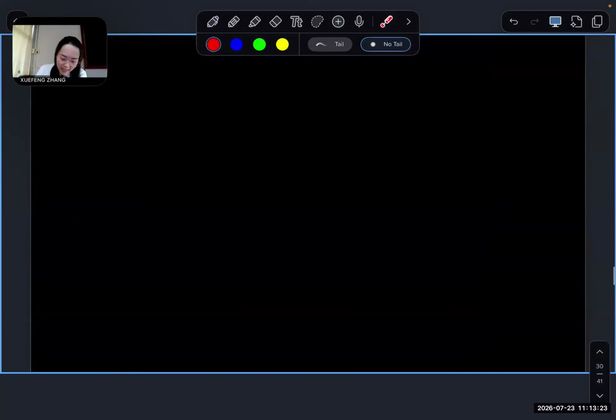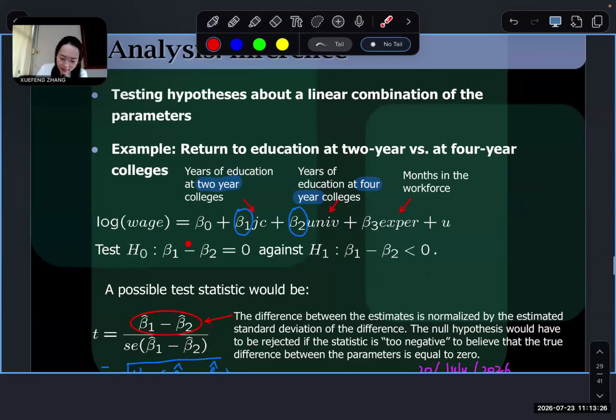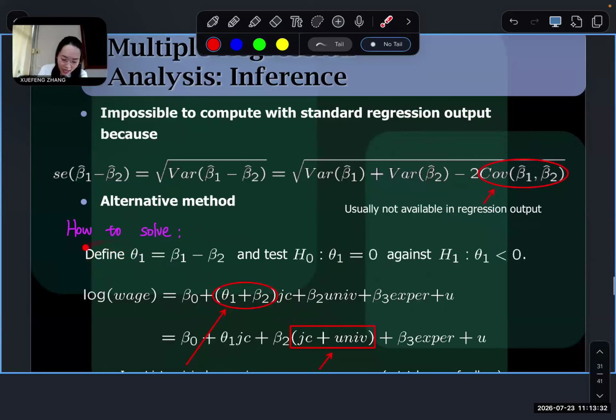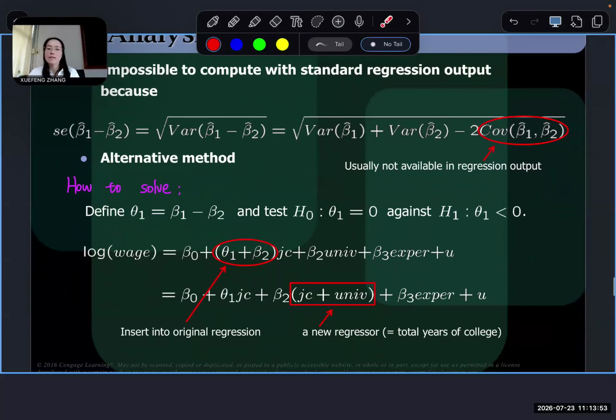Instead, we don't test the hypothesis beta 1 minus beta 2 equals 0 directly. Instead, we define theta 1, which equals beta 1 minus beta 2. And then we test our null hypothesis H0: theta 1 equals 0 against our alternative hypothesis, theta 1 less than 0, okay?